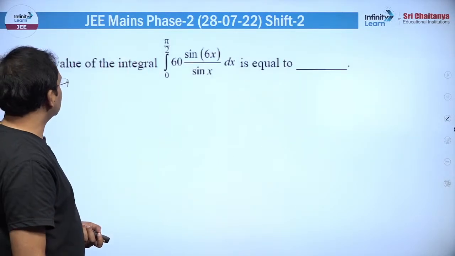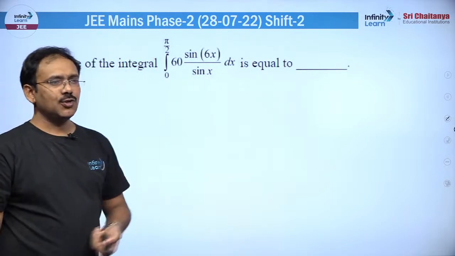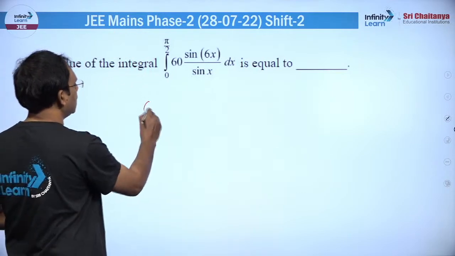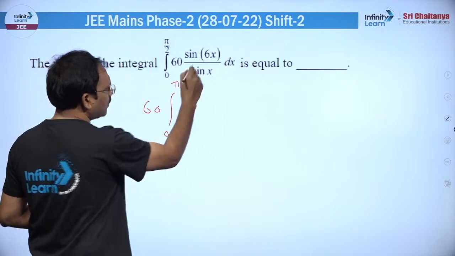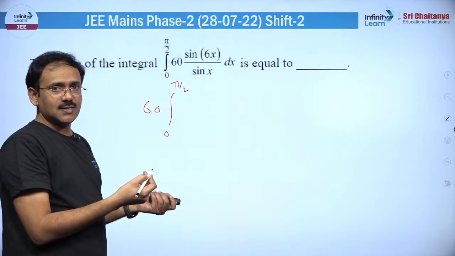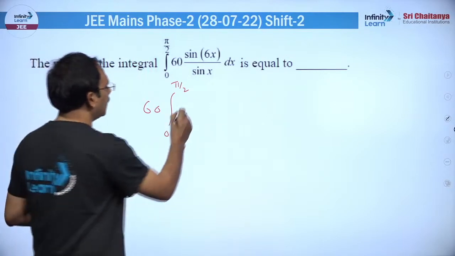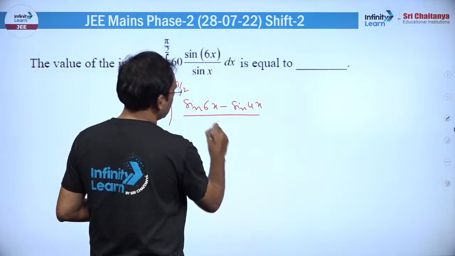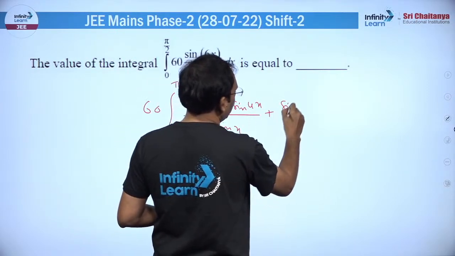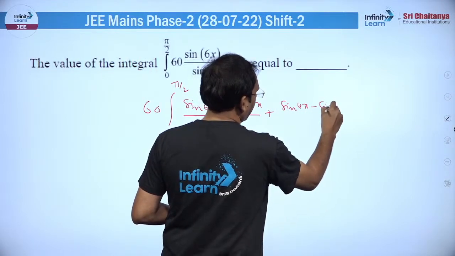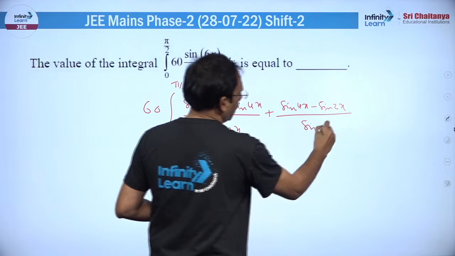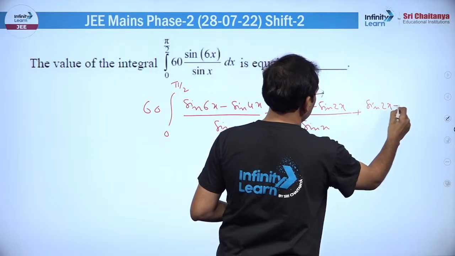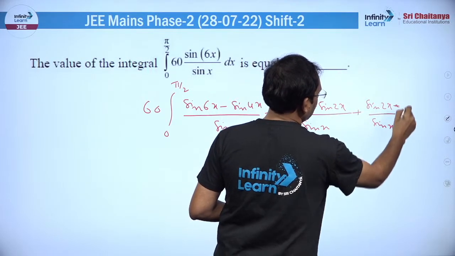That's all. Next, integral 0 to pi by 2, 60 times sine 6x by sine x. You can write this as 60 integral 0 to pi by 2. You can write the sine 6x expansion so that you can cancel sine x and integrate, or you can just write sine 6x minus sine 4x by sine x plus sine 4x minus sine 2x by sine x plus sine 2x by sine x, and find the integral dx, my dear friends.